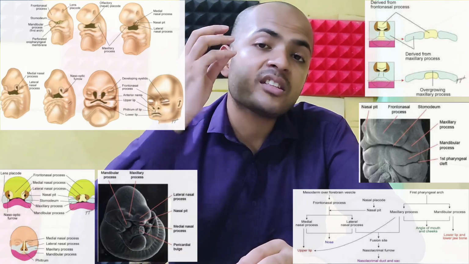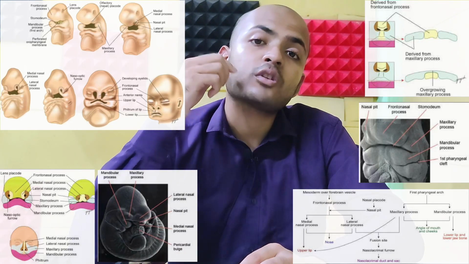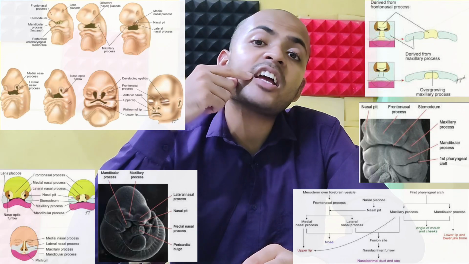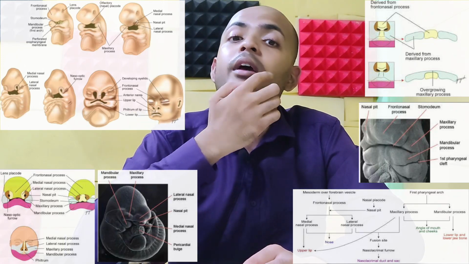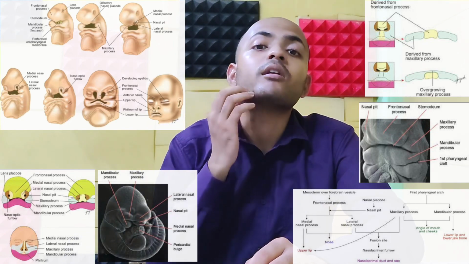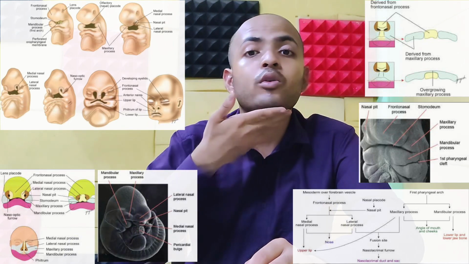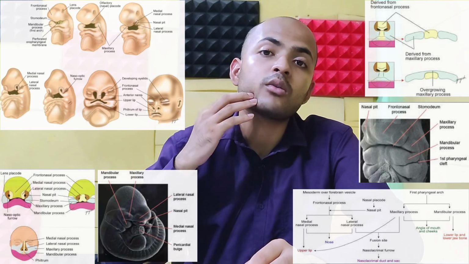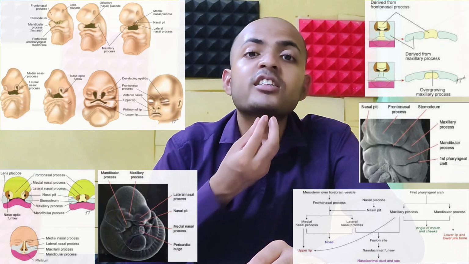Fusion of the maxillary process and mandibular process forms the cheek and the angle of the mouth. Okay, angle of the mouth, and fusion of the mandibles on each side leads to formation of the floor of the mouth, jaw bones along with the lower lip and the chin.